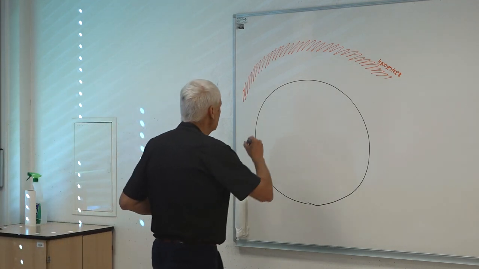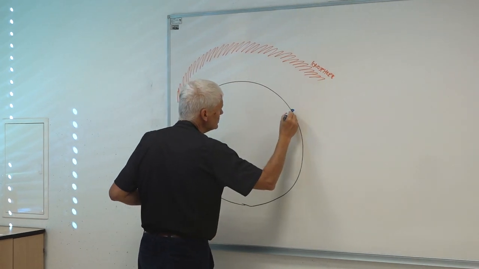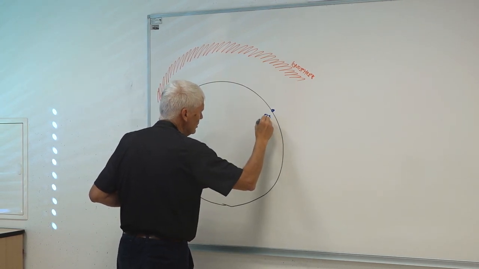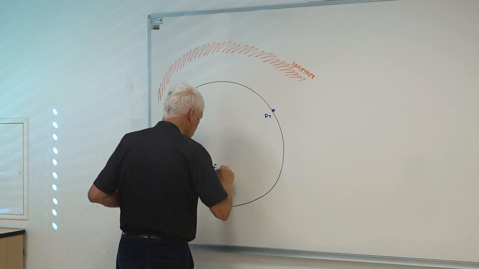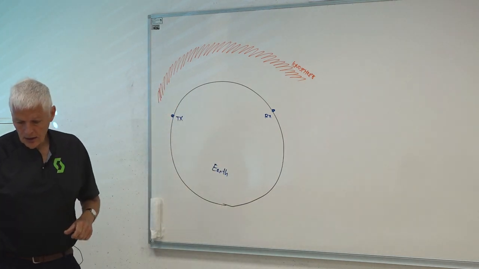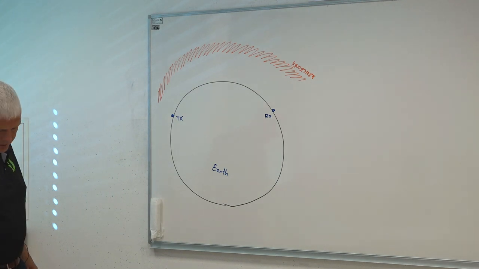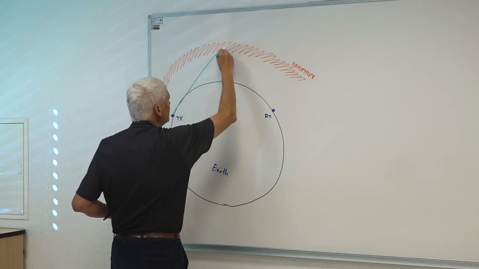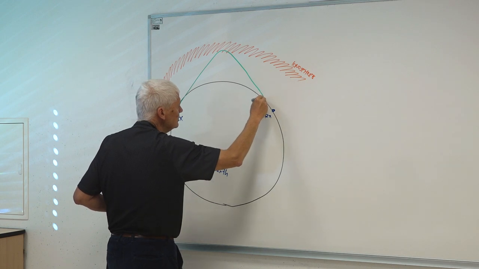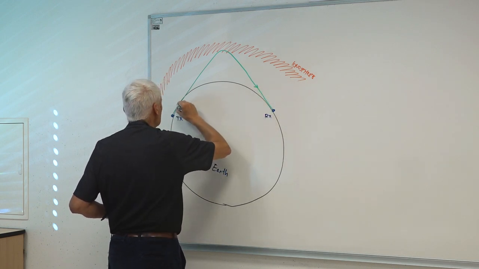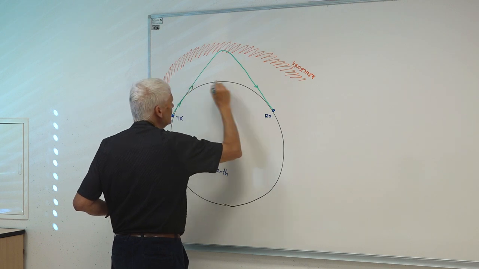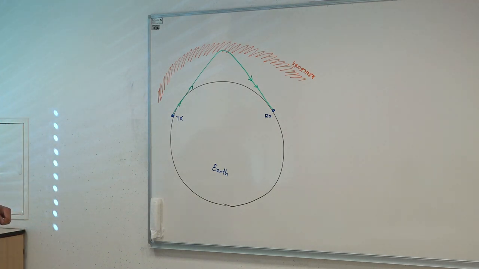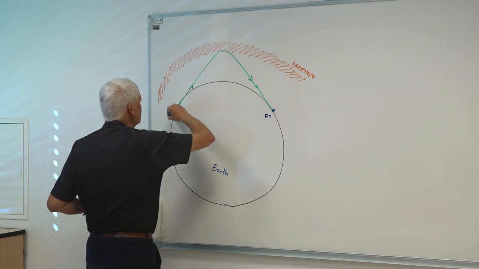If we have two users, that would be transmitter and receiver on the Earth, we may have different links over the ionosphere. We may have just one hop over the ionosphere, where I have refraction here. But between the same two stations, I may have also other useful paths via the ionosphere, say a double hop path.